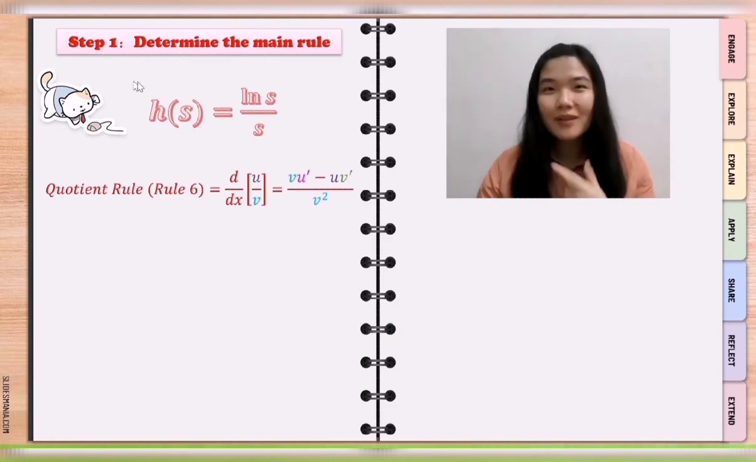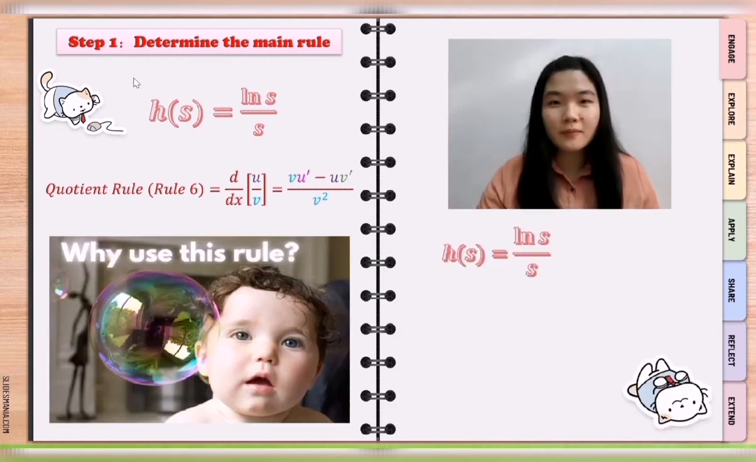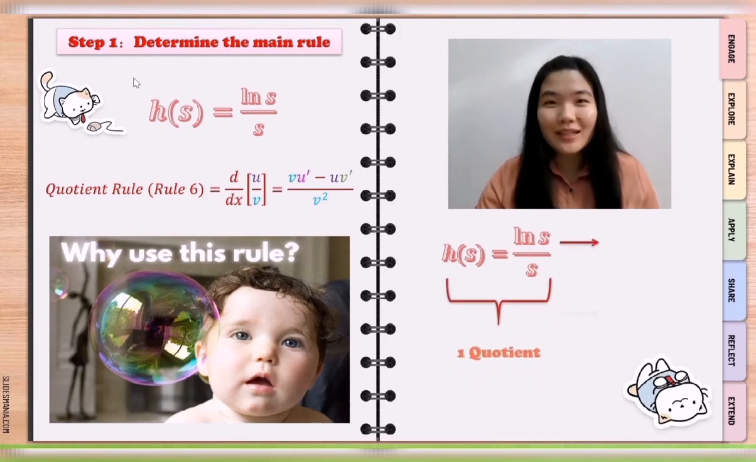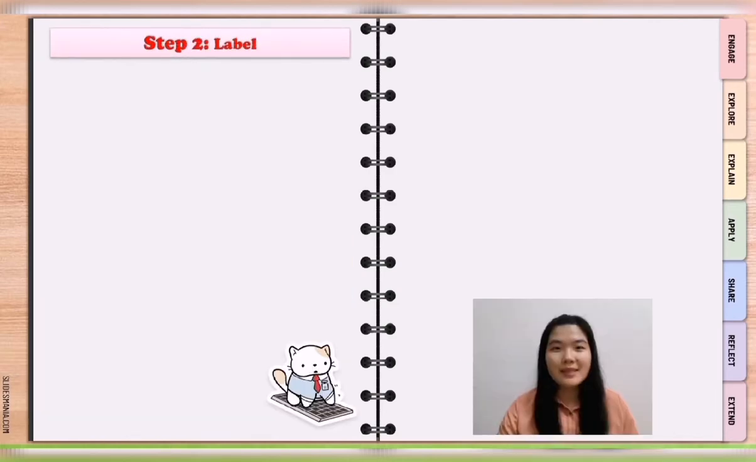Why use this rule? Let me tell you the reason. As we can see from this question, they have one quotient and two functions are being divided with each other, that is ln s divided by s. Whenever the question has two functions being divided with each other, we have to use the quotient rule to take the derivative.